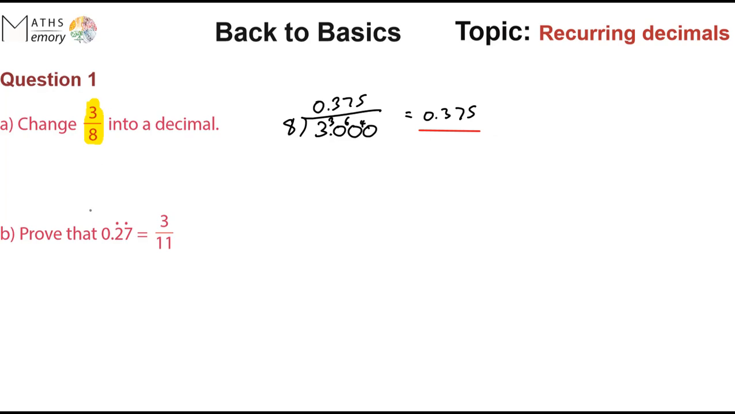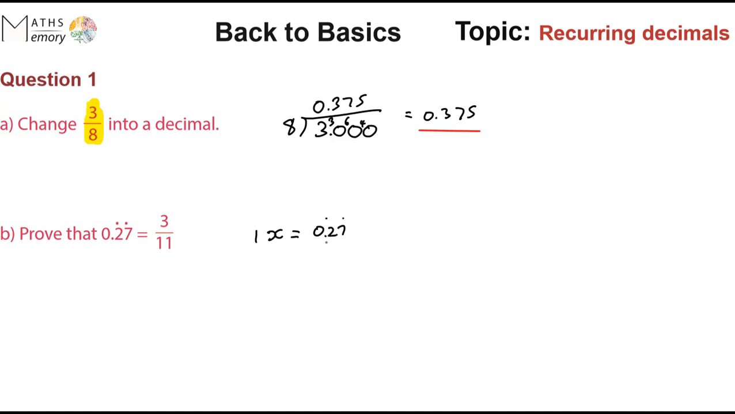Let's get to part B. So prove that 0.27 recurring is this fraction over here. This is quite a standard kind of question, the one we're going to be tackling within this topic. This is called a basic one because all numbers here are recurring. This is like saying 0.272727. So let's call this x first of all. X, or 1x, equals 0.27 recurring.